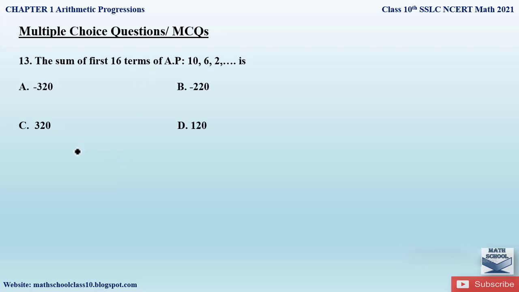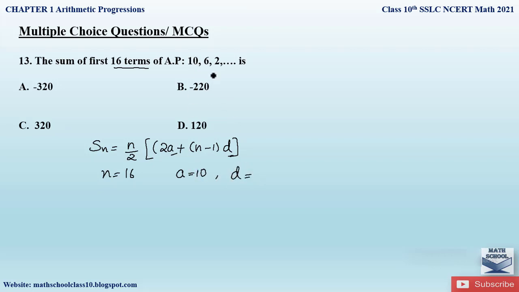So what is the formula to find out the sum? Sn is equal to n by 2 into 2a plus n minus 1 into d. Right? This is the formula to find out the sum. You have to remember these formulas. It is very much important to remember the formulas, right? So they're asking us to find out the sum of 16 terms. So here our n value will be equal to 16, and from the given AP we can find out a and d value. So a value is the first term of the AP, which is 10, and d value can be found out by taking the difference between any two given terms, right?